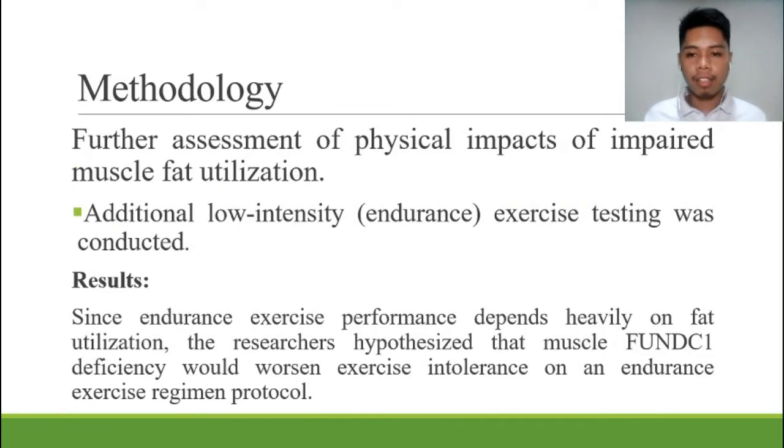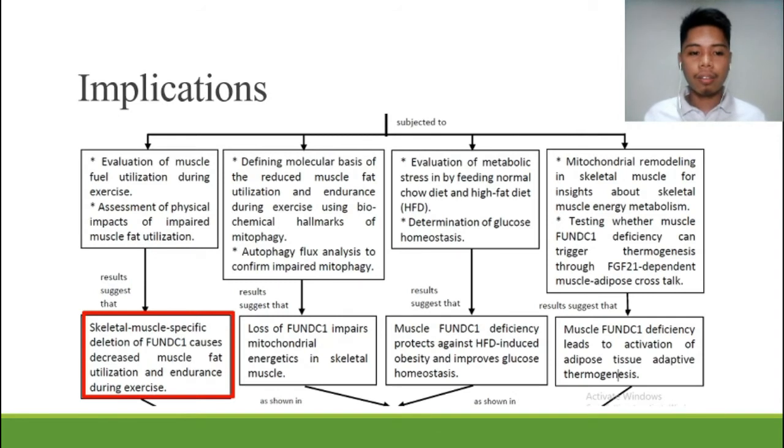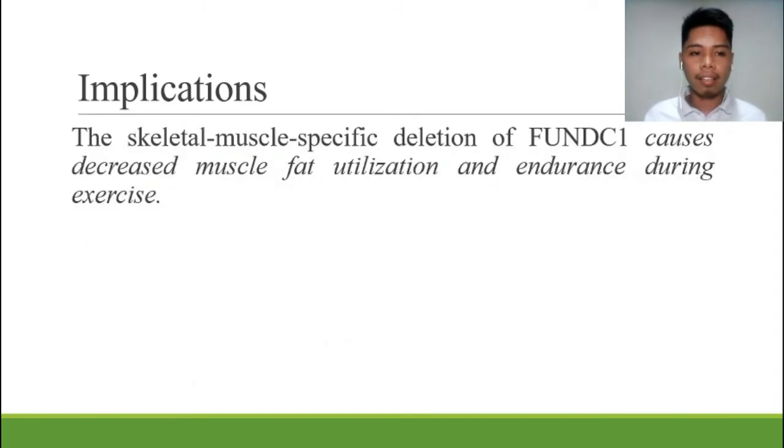For further assessment of physical impacts of impaired muscle fat utilization, the mice models were subjected to low intensity endurance exercise. So since endurance exercise performance depends heavily on fat utilization, the researchers hypothesized that muscle FANC1 deficiency would worsen exercise intolerance on an endurance exercise regimen. So taking all of those together, it implies that the skeletal muscle specific deletion of FANC1 causes decreased muscle fat utilization and endurance during exercise, meaning the total loss or removal of FANC1 resulted to lower fat utilization.